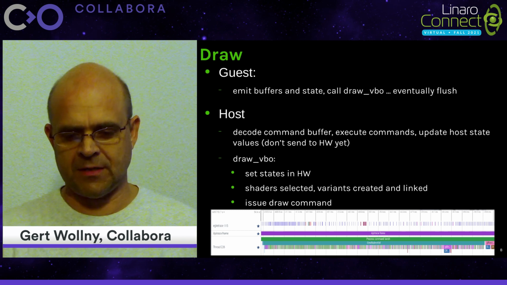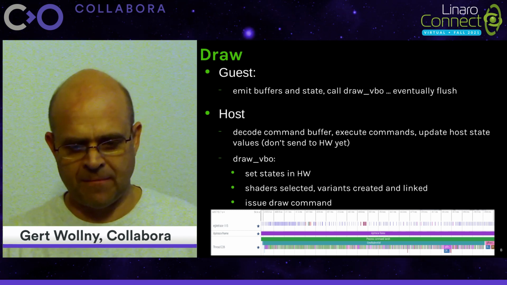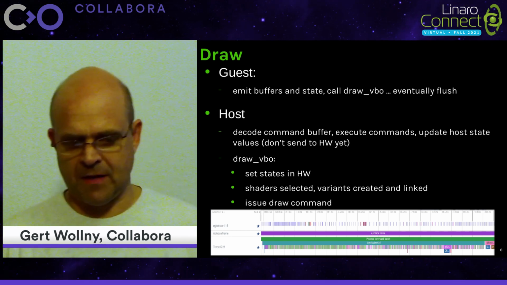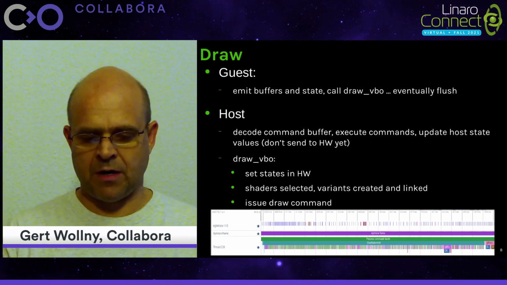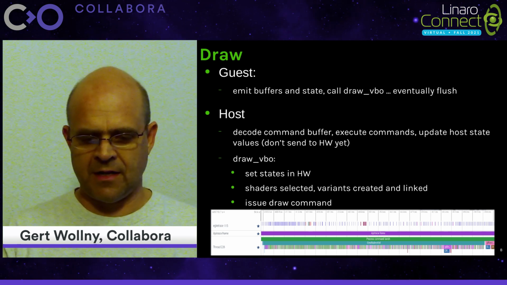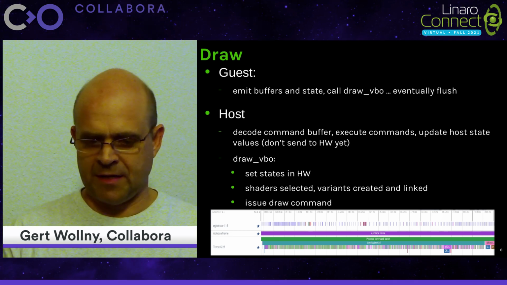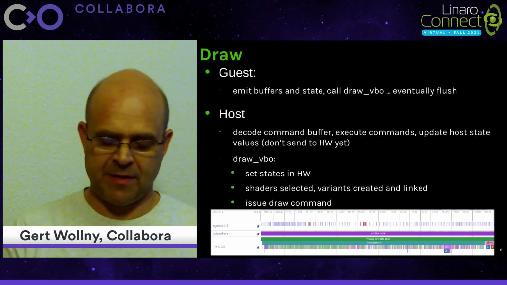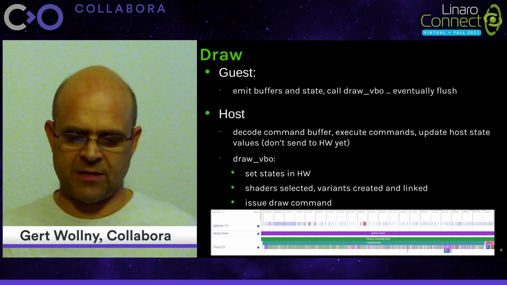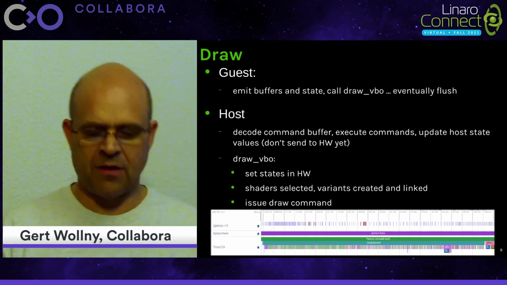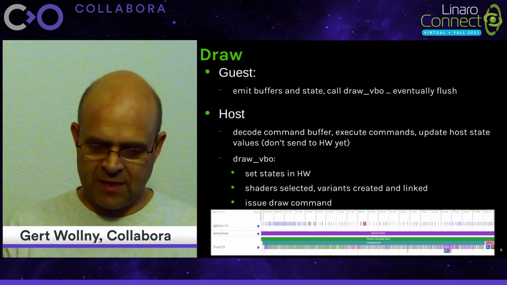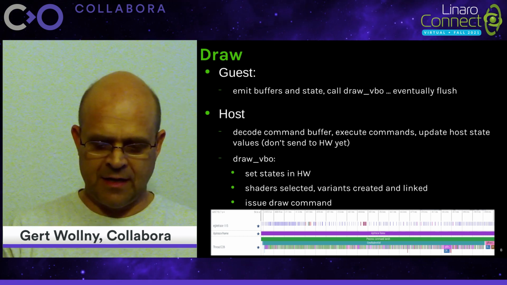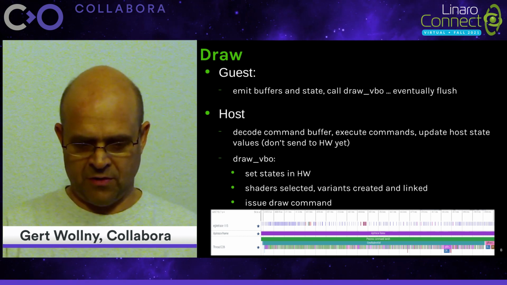Now, at this point, the host receives the command buffer and it executes the commands. It decodes the commands, it executes each command one by one. It updates the host state values, but doesn't send anything to the hardware yet, because we don't want to update things that don't need to be updated all the time. It may be that the same state is sent again, but with a different value, and there's no need to send it to the hardware. Then when the draw VBO command comes, we actually set the states in the hardware. We select shaders, variants are created and linked, and then the draw command is issued on the host.